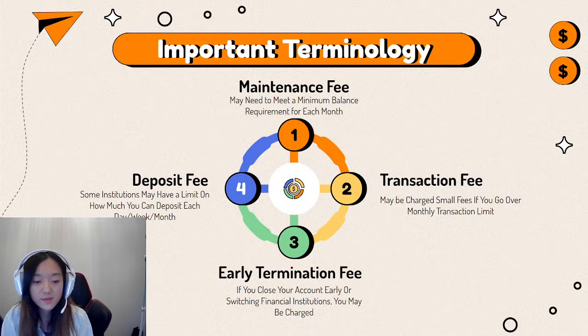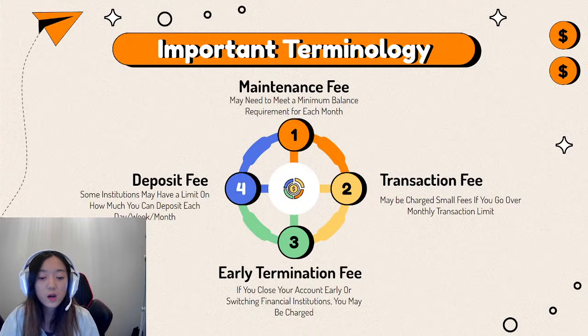Lastly, you have deposit fee. Deposit fees are common and dependent on your institutions. Some may have a limit on the account and how much you can deposit each day, week, and month. If you go over this limit, you may be given a deposit fee, also called a service fee, for this service.